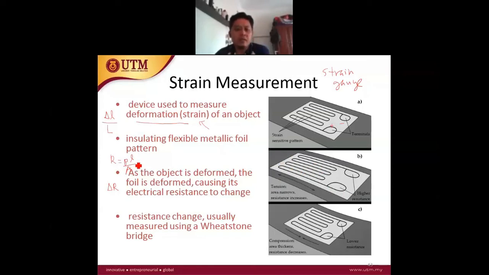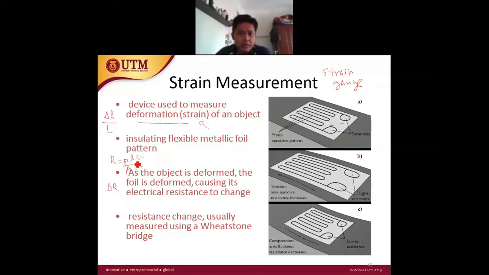And L is the total length of the coil. A is the cross section of the coil. So when the coil is deformed, it causes a change of the total length and also a change in the surface area.